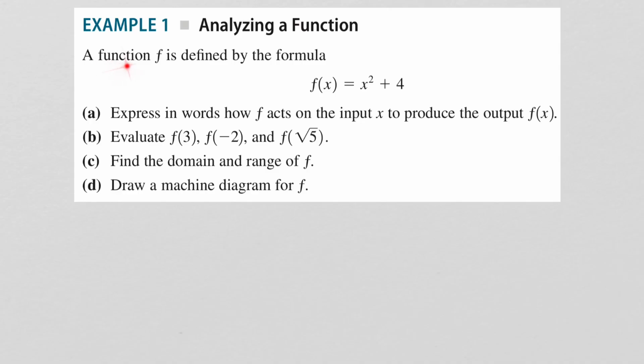So for example, a function f is defined by the formula f of x is equal to x squared plus 4. So in part A, it says express in words how f acts on the input value x to produce the output value f of x. So what does this function actually do? Well, if I plug a number x into the function, the rule says that we are going to square that number x and then add 4. So if I had to say this in words, we are going to say square the input value, then add 4.